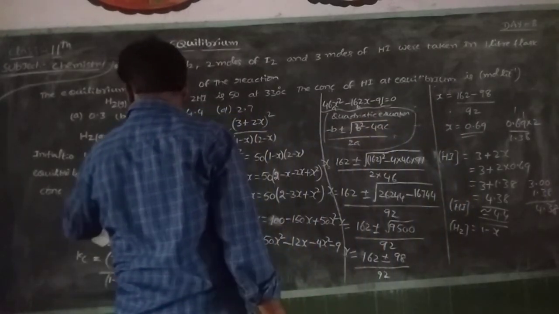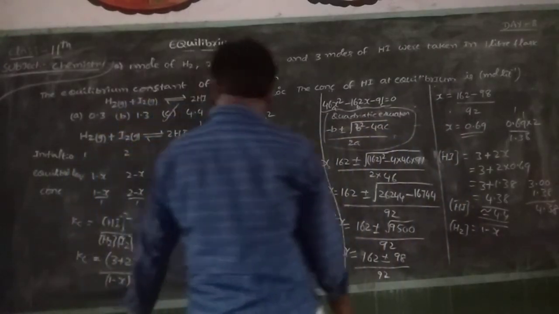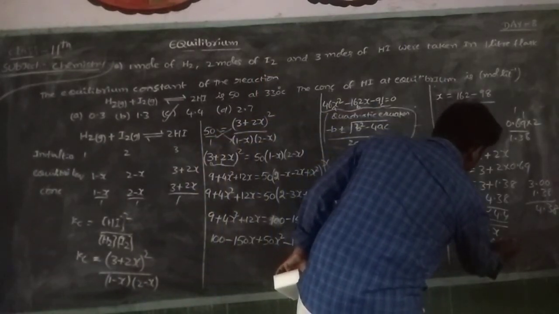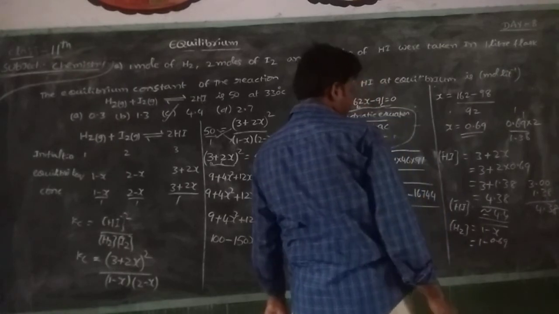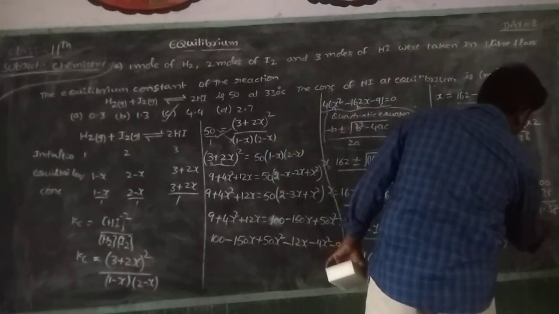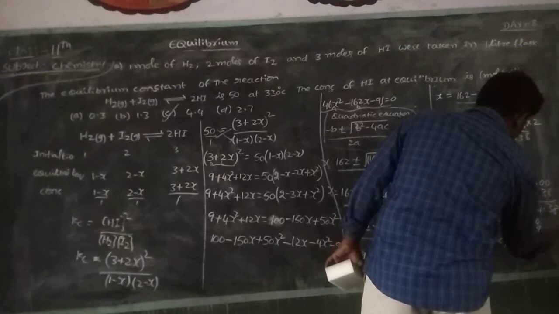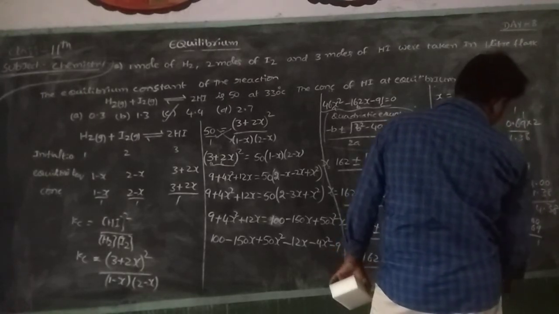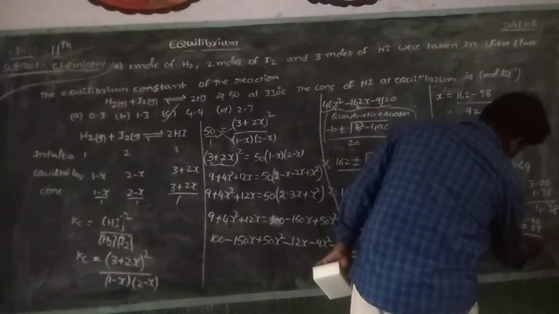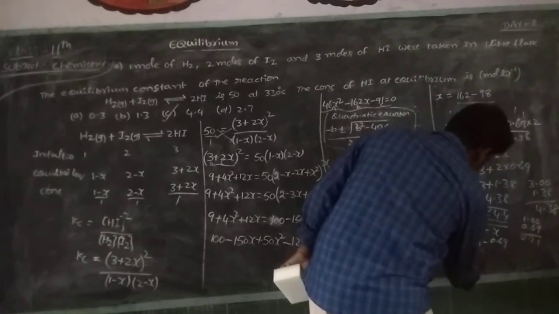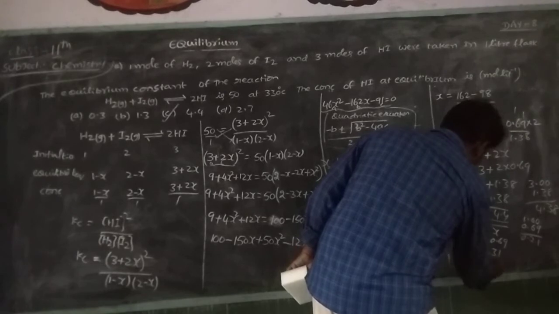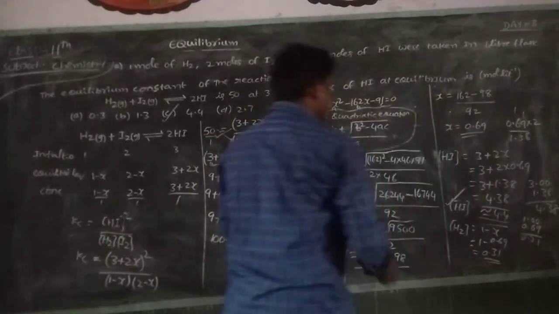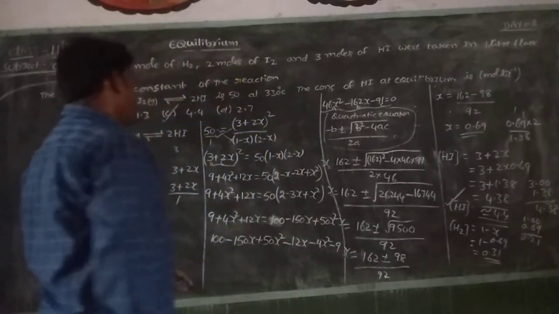1 minus x means what? We have to write 1 minus 0.69. 0.69, we have to subtract from 1, that is 0.31. I2 concentration also, 2 minus x. Okay, you have to find the HI at equilibrium, it is 4.4.